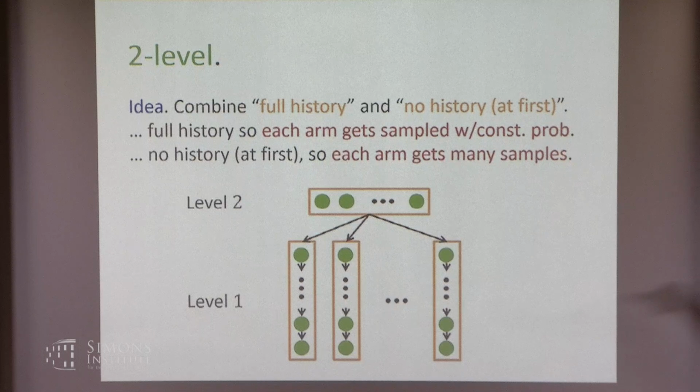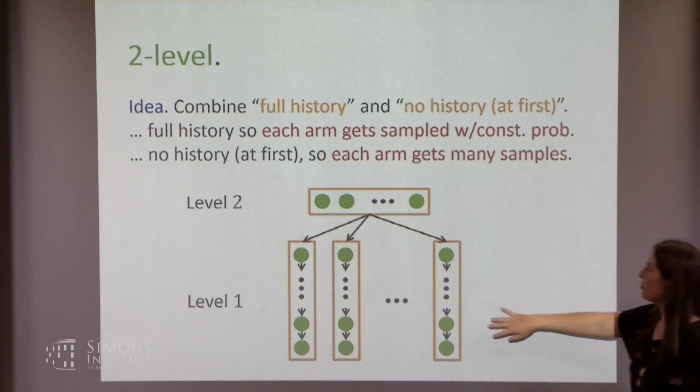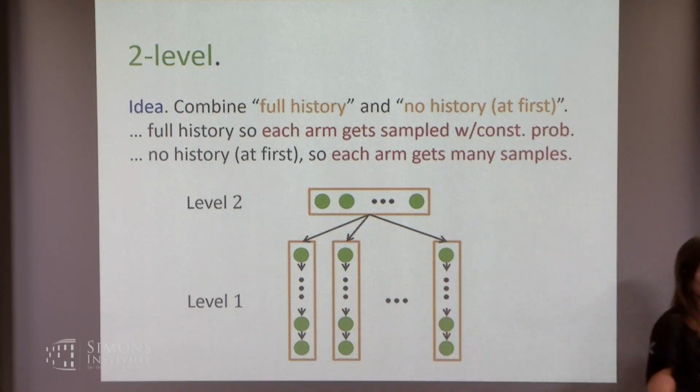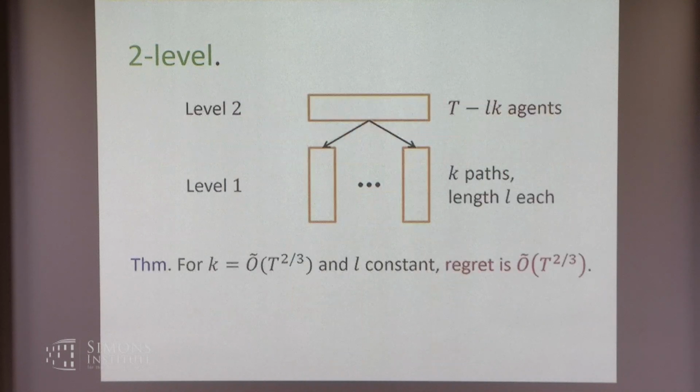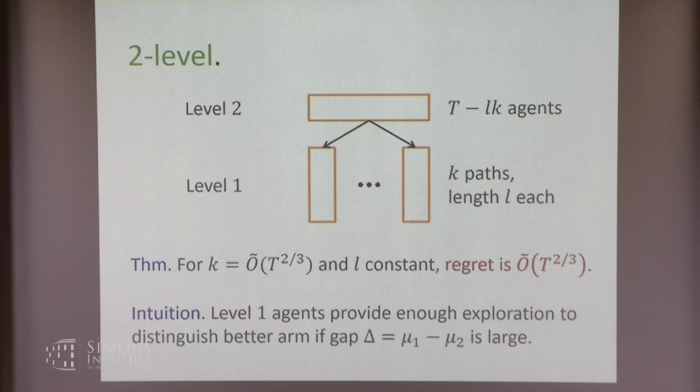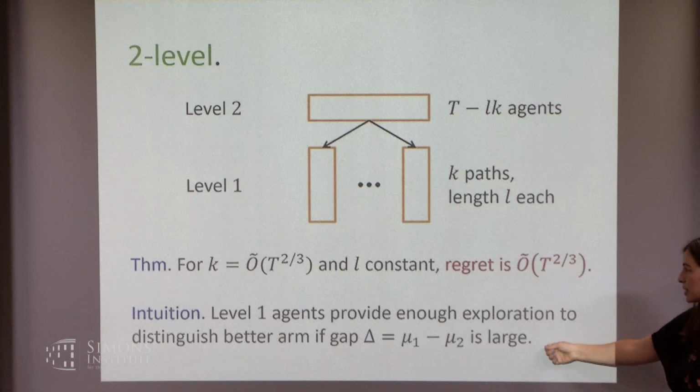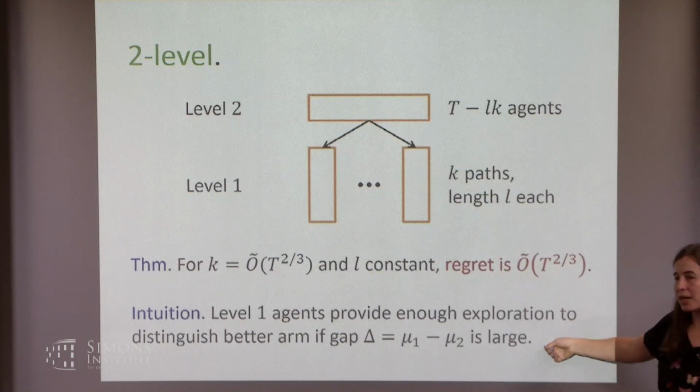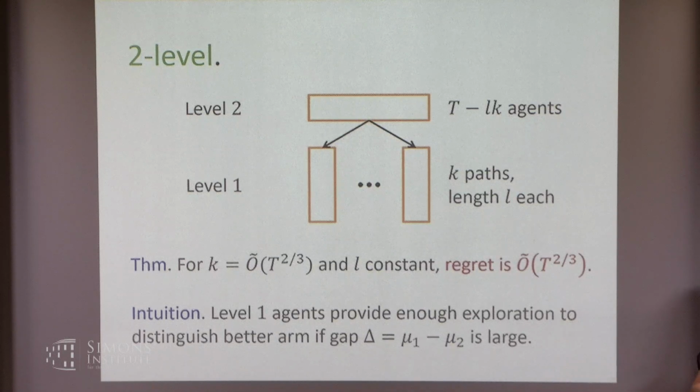And then we're going to add this level 2 on top, in which they see all of the outcomes of the level 1s, and hence they see many samples of each arm. And so this 2-level thing is going to get regret which is order t to the 2/3. And again, the intuition here is that level 1 agents are providing enough exploration to distinguish the better arm if the gap is large. And if the gap is not large, then we're not incurring that much regret by not learning which arm is the better arm.